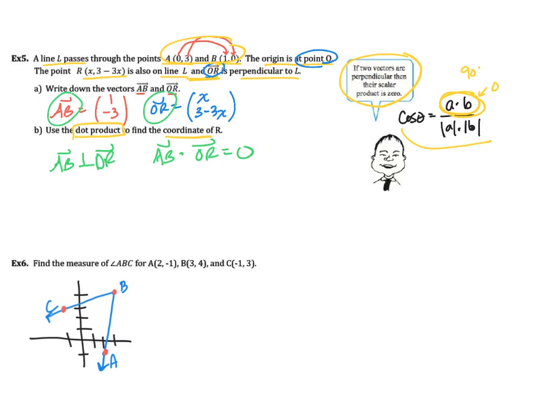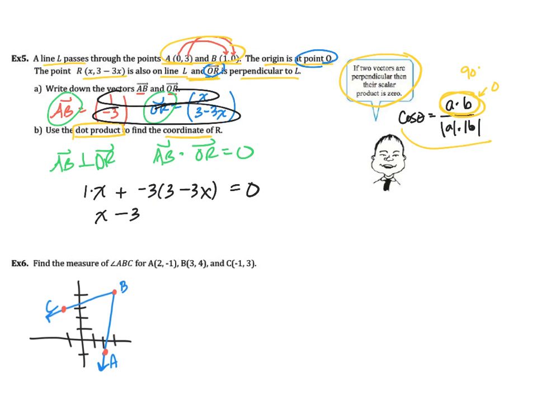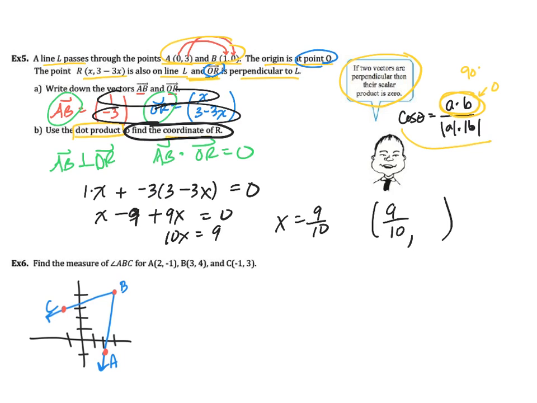So let's do that. 1 times x, plus -3 times (3 minus 3x), and that should equal 0. So now we just have a basic algebra problem. Oops, sorry, minus 9 plus 9x equals 0. So what does x equal? x should equal 9/10. It doesn't ask for x, it asks us to find the coordinate of R. So my x coordinate is 9/10.